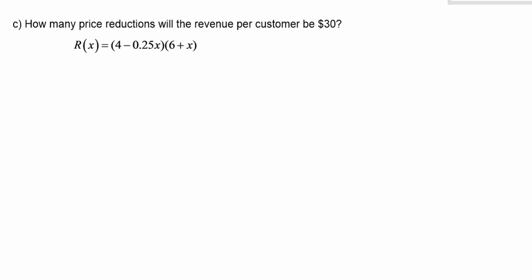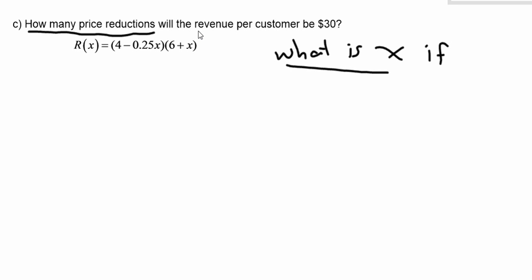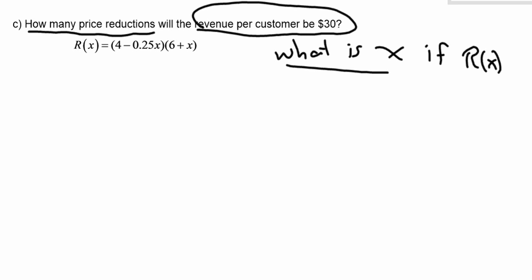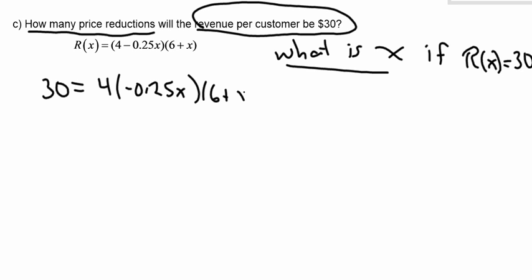And then finally, it says how many price reductions will the revenue per customer be $30? So this is not about maximizing anything. This is basically saying what is x? So how many price reductions is saying what is x if the revenue per customer is $30. So for us, that's saying that the output or the revenue would be 30. So I need to set the revenue to 30 and then try to solve for x in this equation. Oops, wrote that wrong.